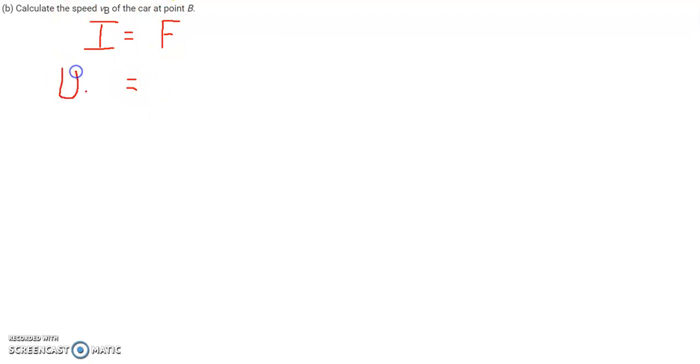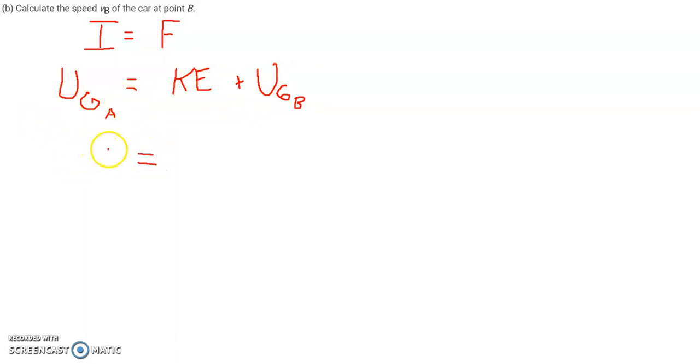Initially, we said there was only gravitational potential energy. This was at point A. In the end, we have both kinetic energy and gravitational potential energy at point B, because it's got some height and it's moving. At point A, it wasn't moving, so there was no kinetic energy.